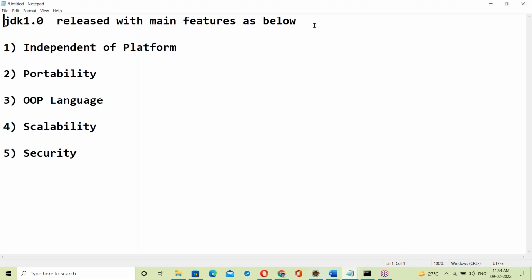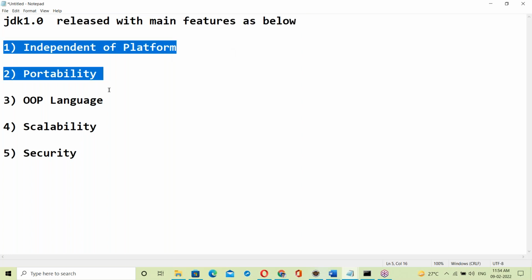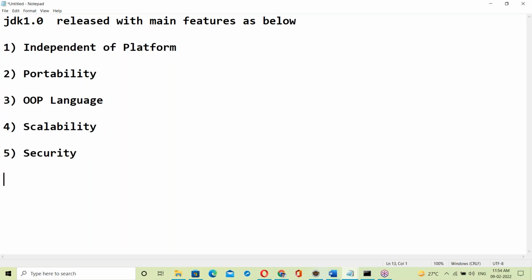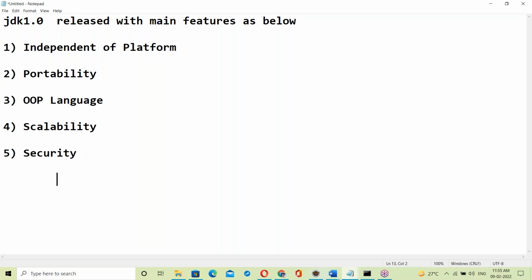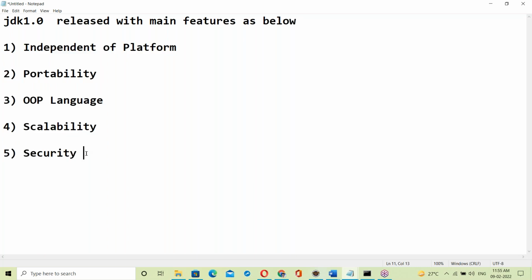See, JDK 1.0 was released with main features as below. First one, independent of platform, portability, OOP language, scalability, and security. Let us see all these features one by one. To understand all these features, you must have some software basics knowledge. Otherwise, you cannot understand here.